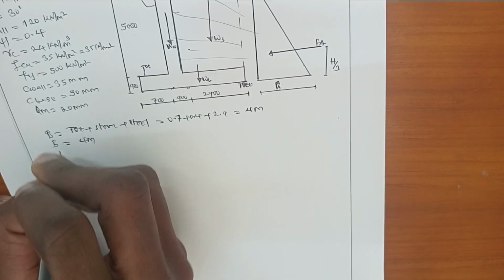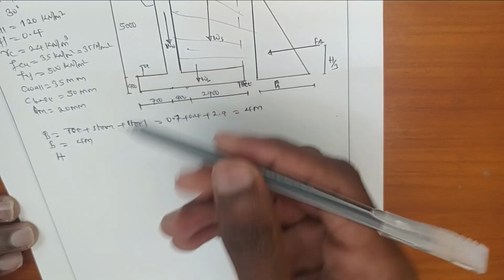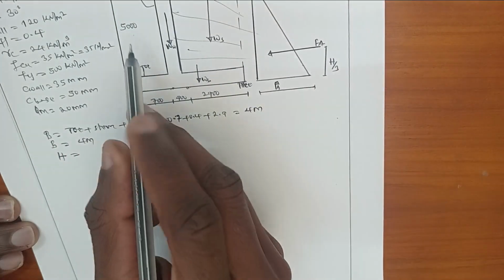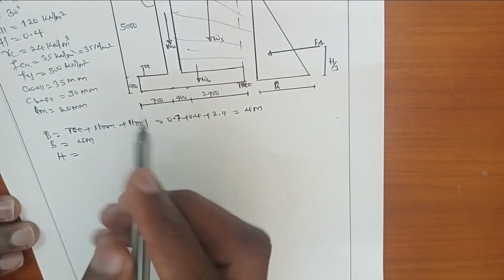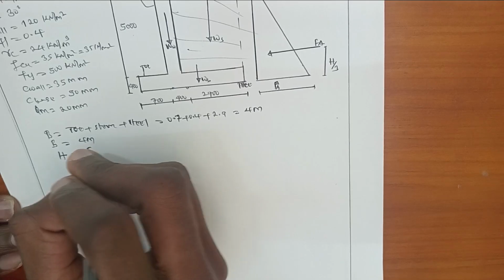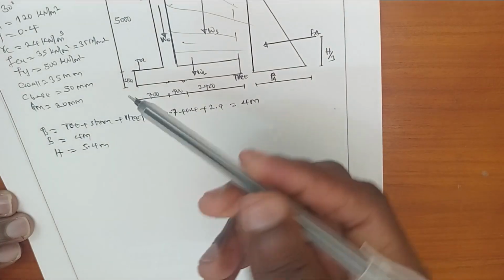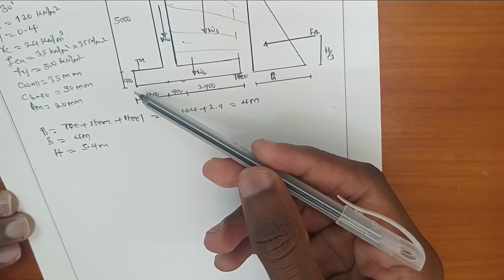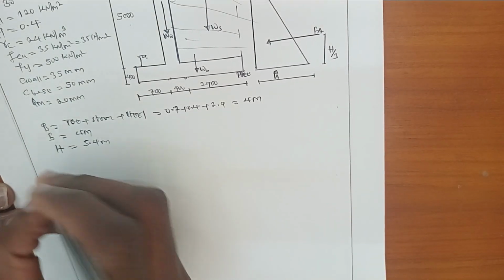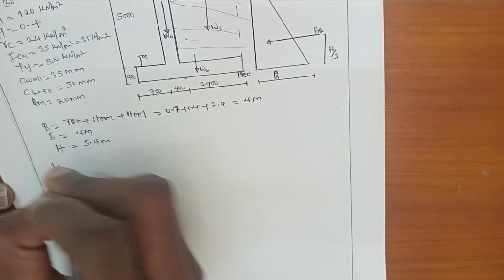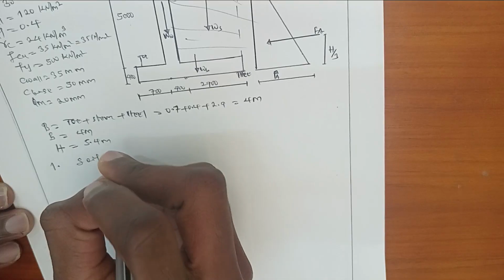Also, the total height from the ground up to the base of this retaining wall is 5,000 plus 400, which will be equal to 5.4 meter. This is the total height from the ground level up to the base of this retaining wall. Now, let's start designing step by step. The first step is to determine the soil pressure.